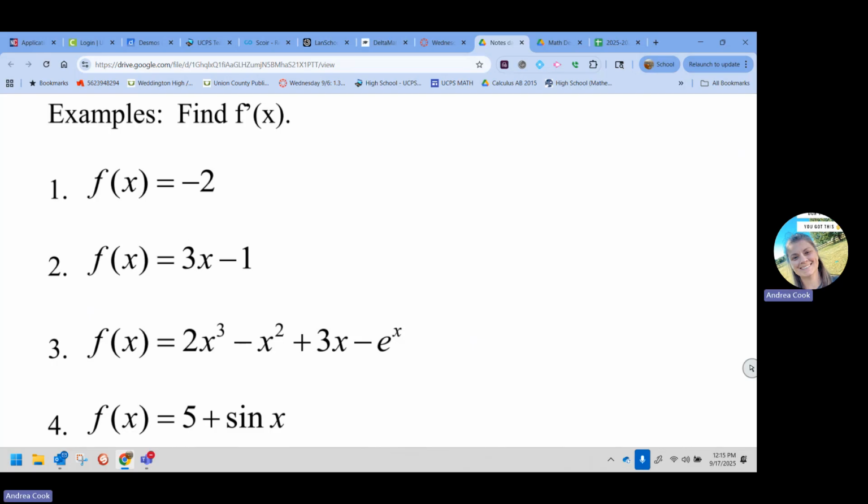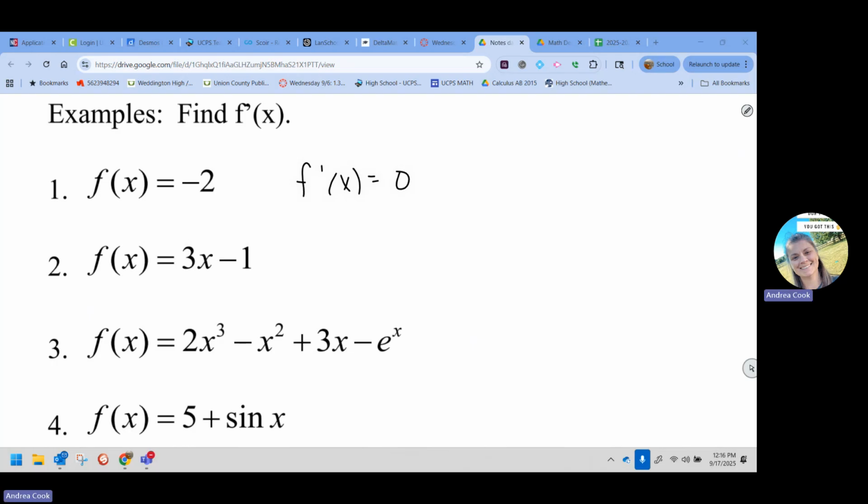Okay, so first example, this is a constant number all by itself. So the derivative of a constant number, do you remember what that goes to? 0. Yes, good. F prime of x is 0. Very good. A constant number just goes to 0. So the slope of that line would be 0.